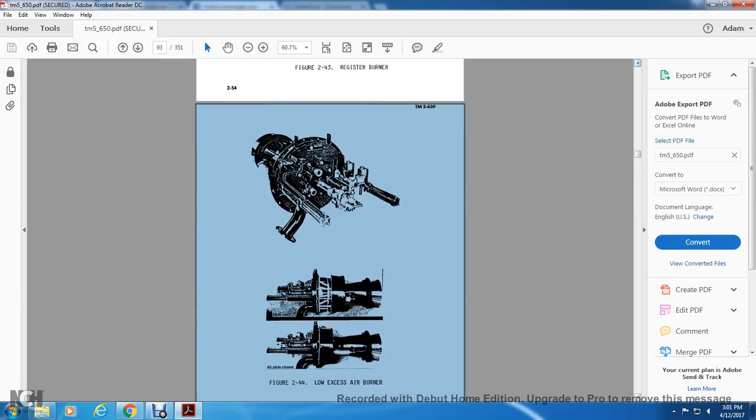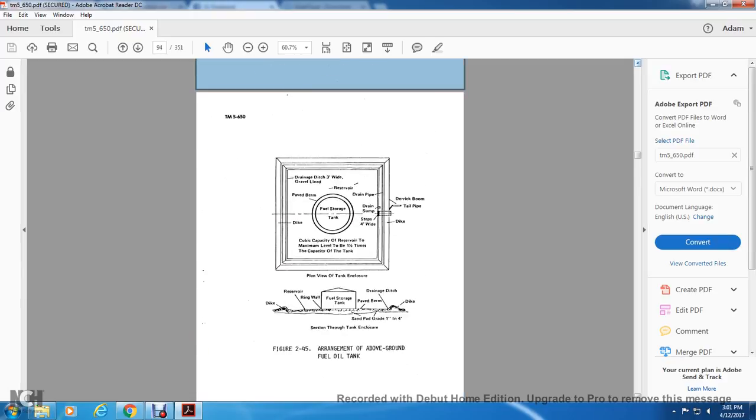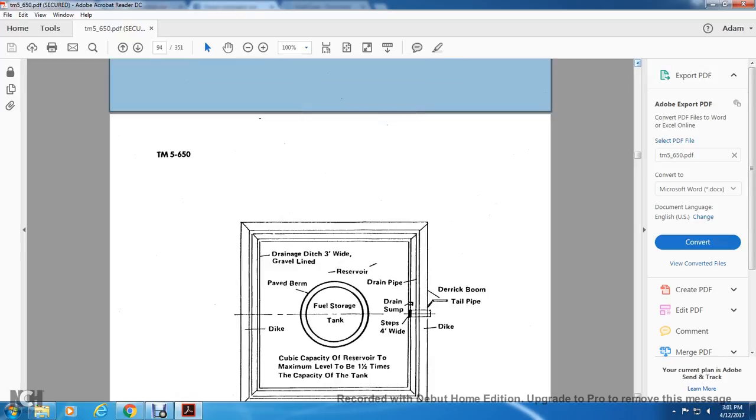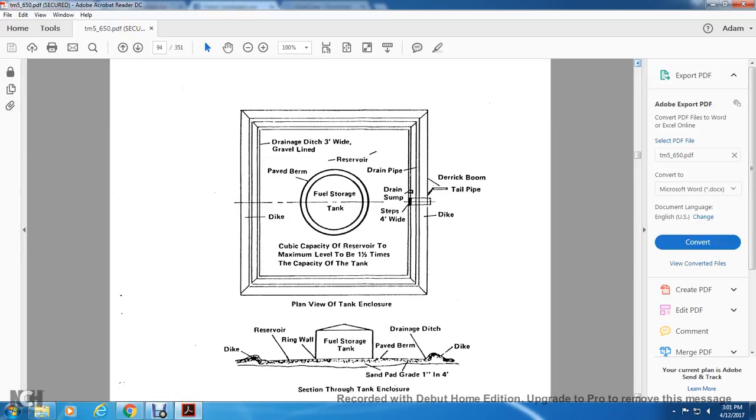Figure 243. Figure 244, low excess air burner. Figure 245 is the arrangement of an above ground fuel oil tank. You have a drainage ditch, a 3-foot wide gravel line, a paved berm, a dike, with the cubic capacity of the reserve at maximum level to be 1.5 times the capacity of the fuel storage tank, the drain pipe, the drain sump, the steps 4 feet wide, the bottom tailpipe, dike, reservoir, ring wall, tank, paved berm, sand bed, pad, grade 1 inch to 4 inch drainage ditch, dike.